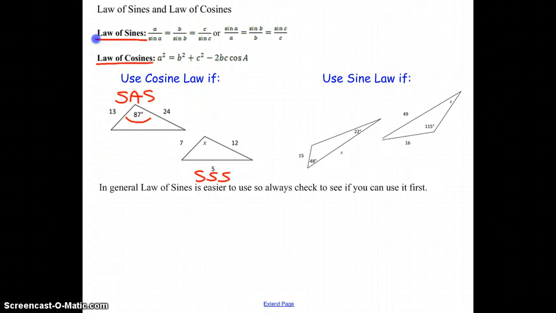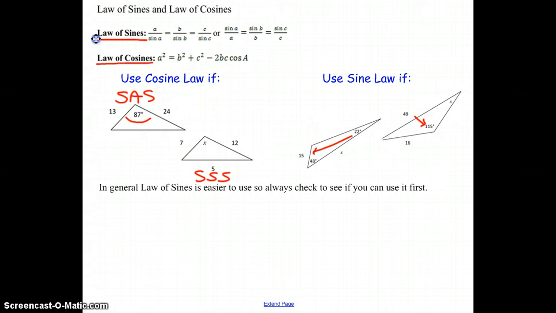You use the sine law if you have a pair of side and angle relationships that are across from each other. So here we have 22 across from 15, so we'd use the sine law. Here we'd also use the sine law because we have 49, which is across from an angle of 115 degrees. So that determines which one you use.